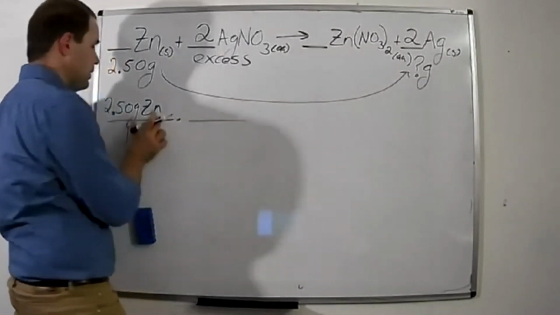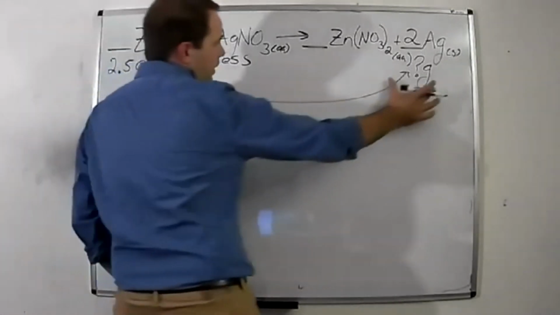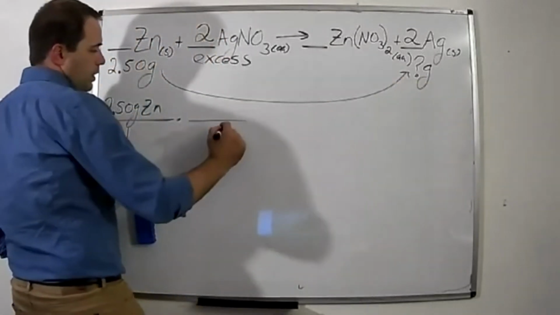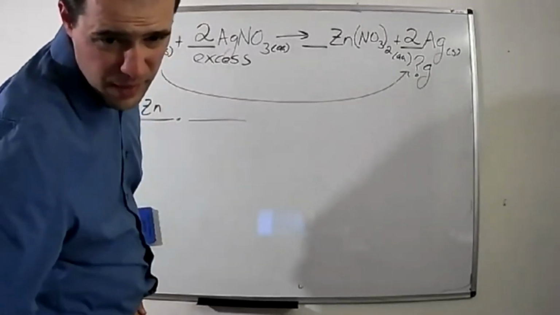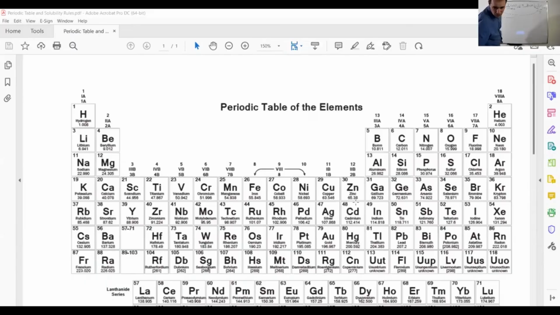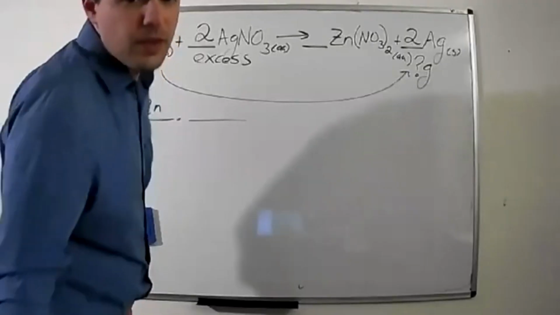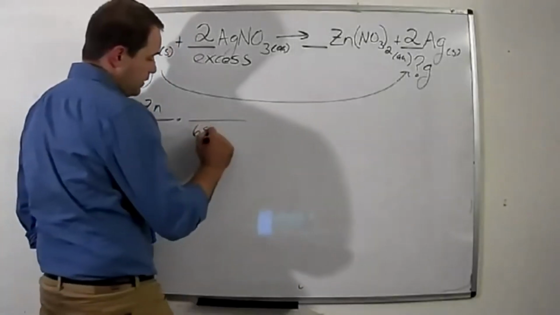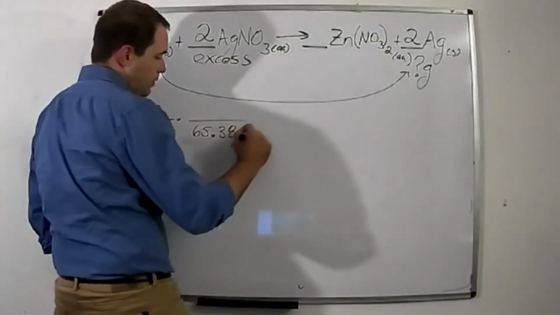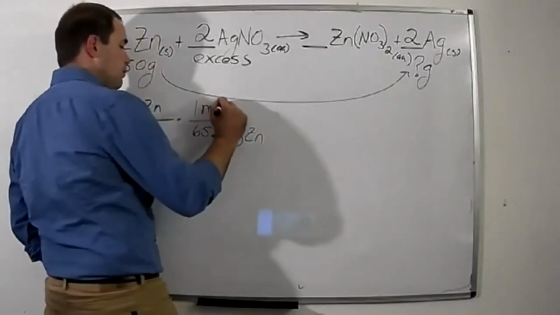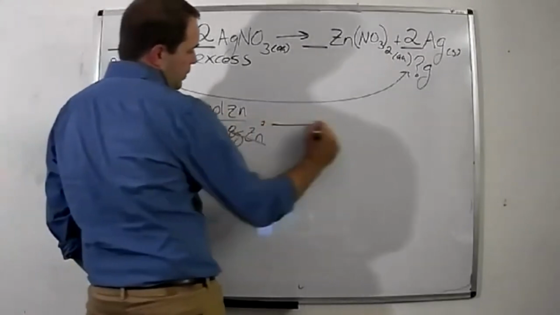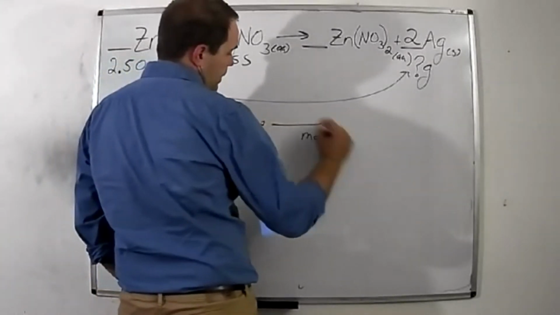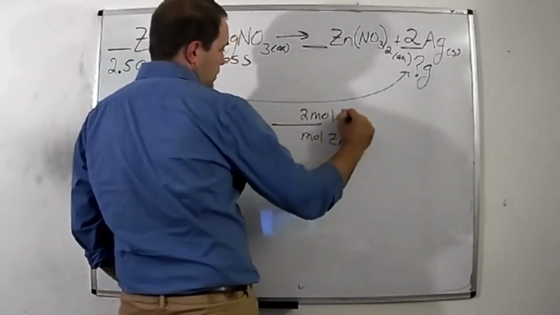So now we need to go from grams of zinc to grams of silver. We're going to need to use the molar mass of zinc, which I think is 63.55, but that's actually one that I don't have committed to memory. 65.38, dang it. 65.38, so 65.38 grams of zinc on the bottom, 1 mole of zinc on the top. Now that I'm in moles of zinc, I can go into a mole ratio. 1 mole of zinc creates 2 moles of silver.